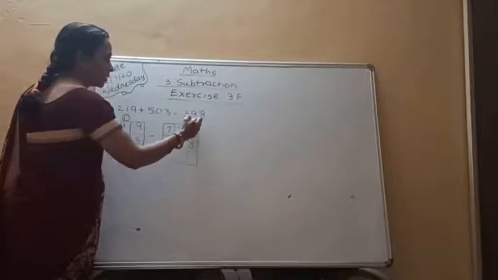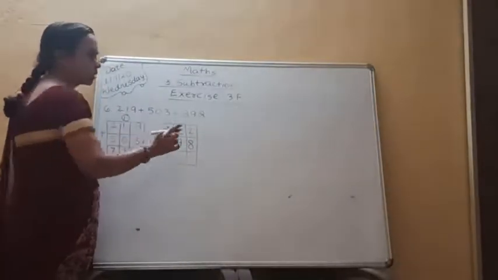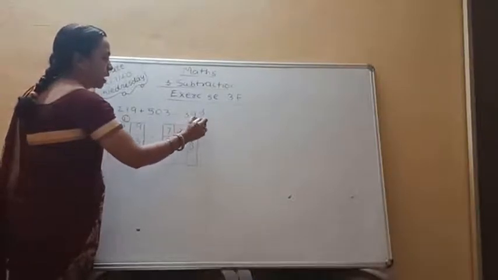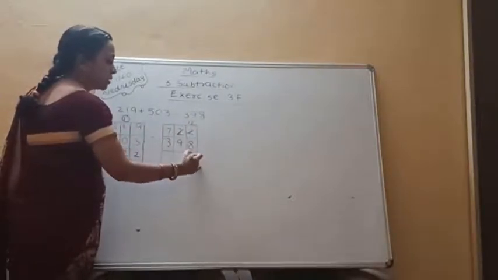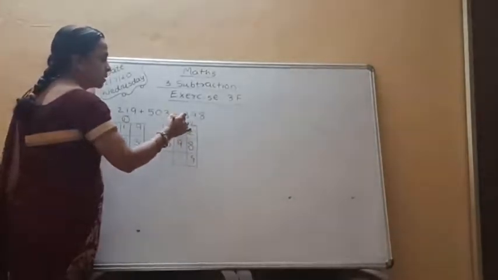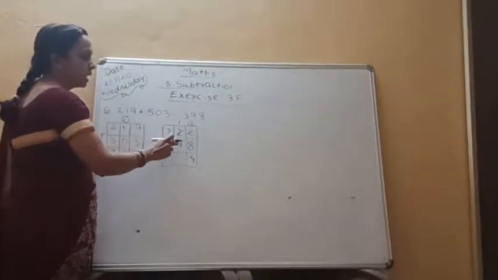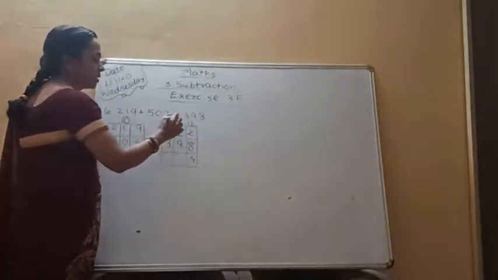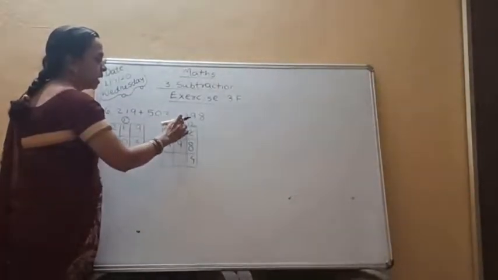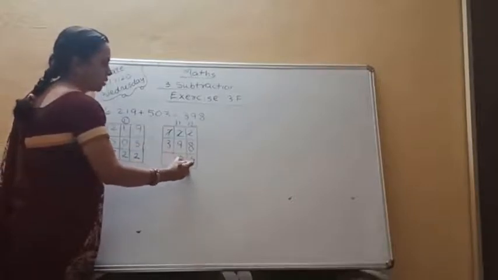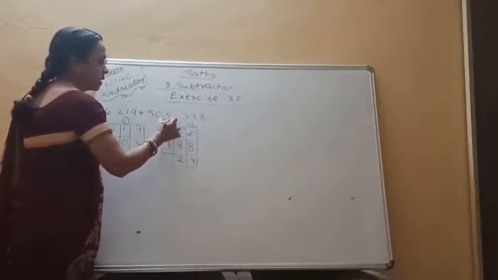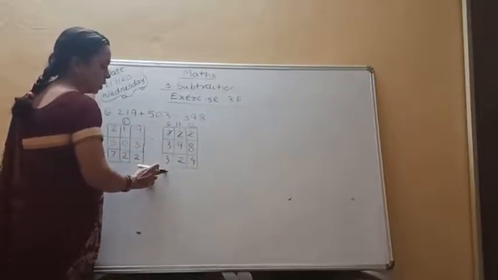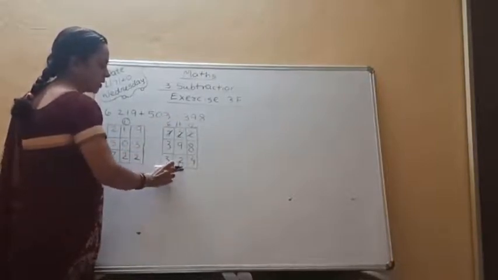So 722 minus this 398. So 2 minus 8, not possible. So take 1 from this 2, write down here 12. 12 minus 8, 4. 2 minus 1, 1. 1 minus 9, not possible. So take 1 from this 7. So you write down here 11. 11 minus 9, 2. 7 minus 1, 6. 6 minus 3, 3. So write down the answer 324.